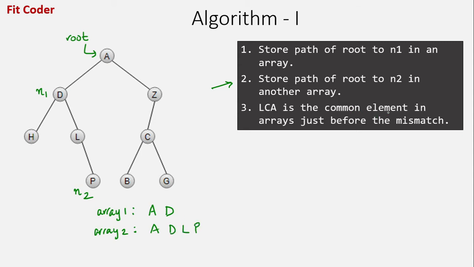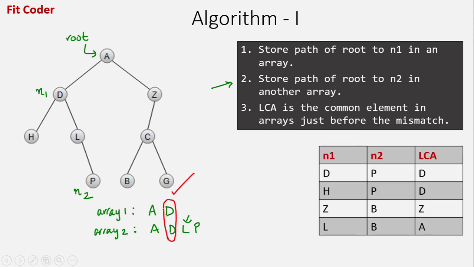Then the LCA is the common element in the arrays just before the mismatch. If we compare these arrays, the mismatch is at the third node. So the LCA is node D. We have to pick the node just before the mismatch. So the LCA for D and P is node D. Let's see some other examples. Let's pick H and P. n1 is H, so array 1 is A, D and H, and array 2 is A, D, L and P. The mismatch is on the third node. So we have to pick the node before the mismatch. So here also the LCA is node D.